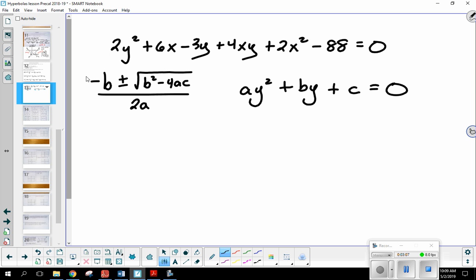Well, let's start with the y squared. There's only one y squared term, so I'm going to say 2y squared. But you'll notice when I move on to the y terms, how many of those do I have?